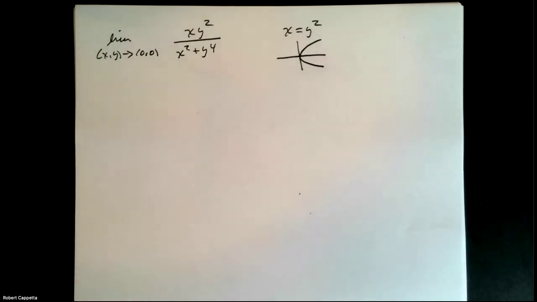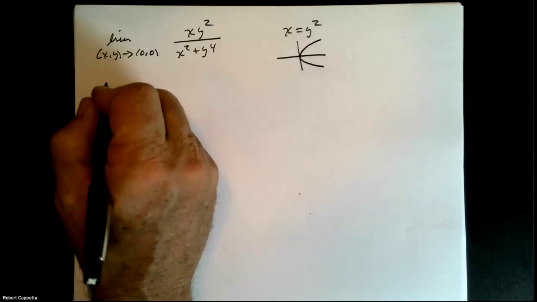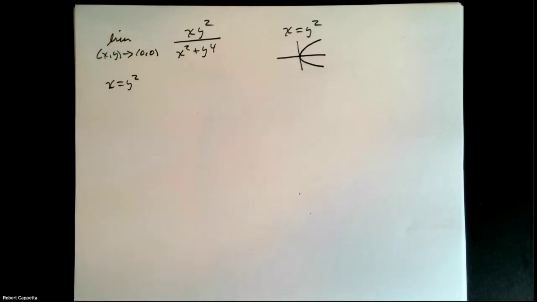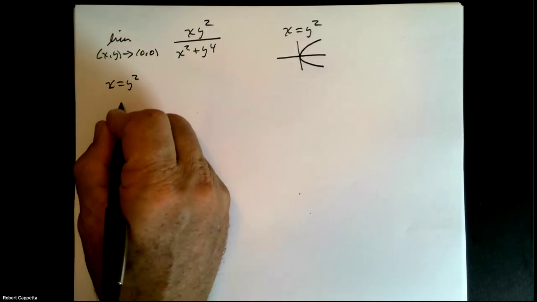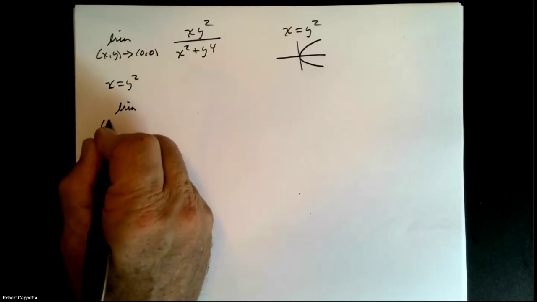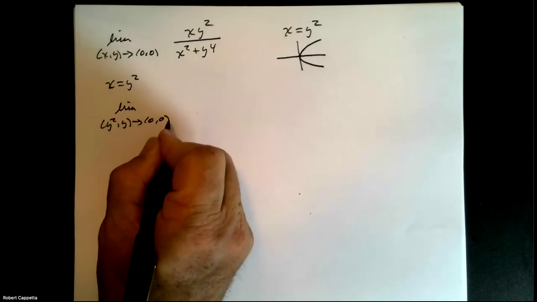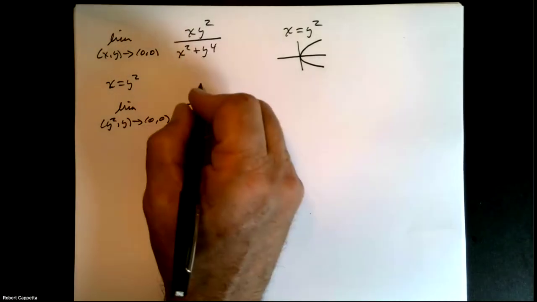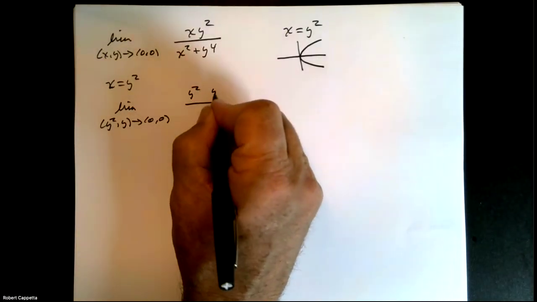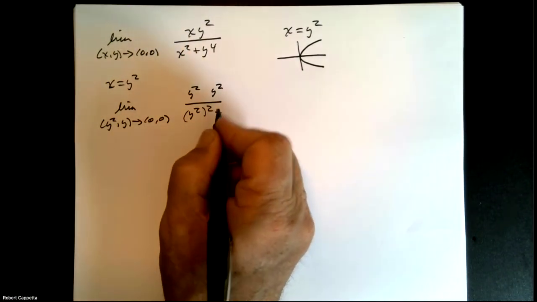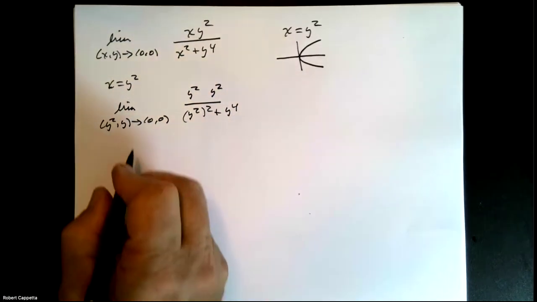So here we go. How do I do this? x equals y squared, fine. So wherever I see an x, I'm going to replace it with y squared. So I've got the limit as (y squared, y) approaches (0, 0) of y squared times y squared over y squared squared plus y to the fourth.